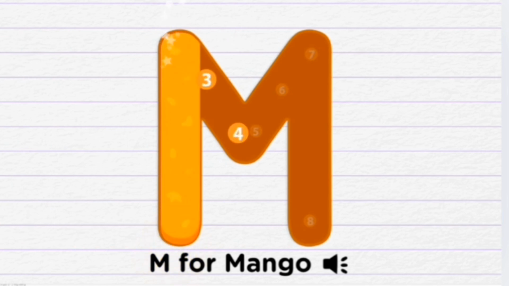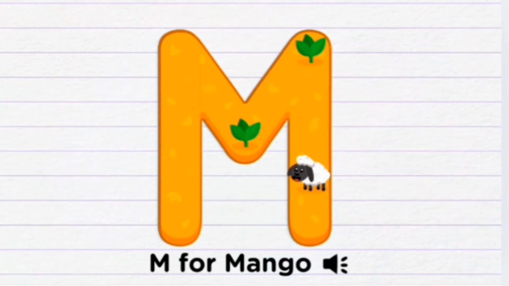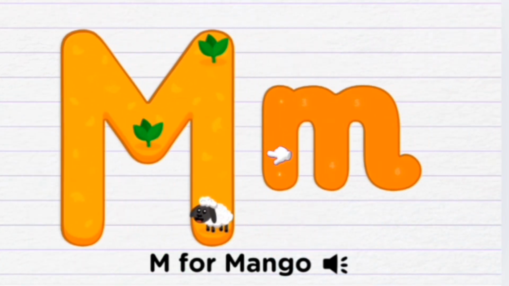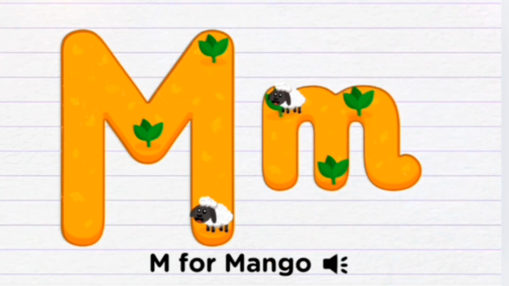This is the letter M. Let's trace it together. Start at the top, draw a straight line down, a slanted line down to the middle, another slanted line up, a slanted line down again. Great work.